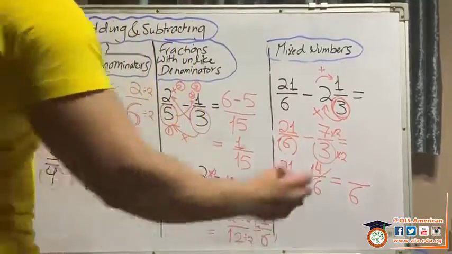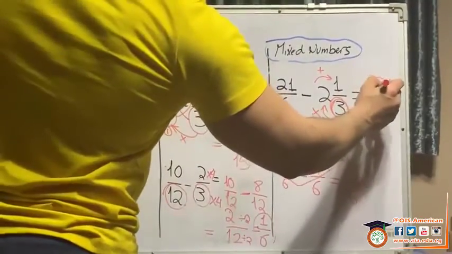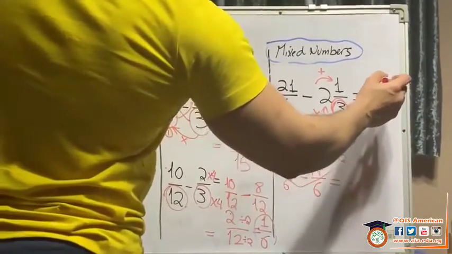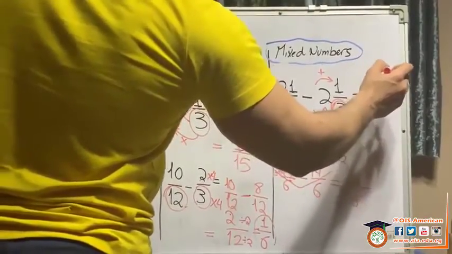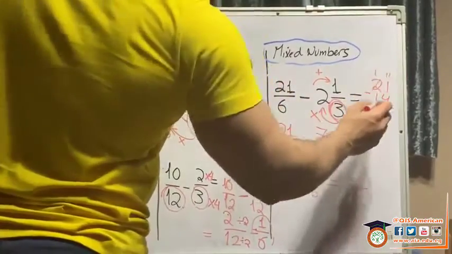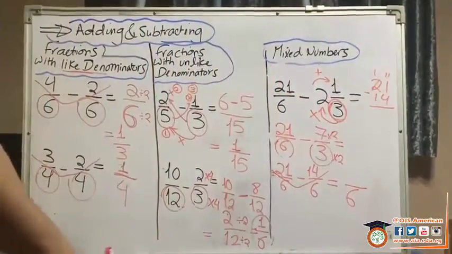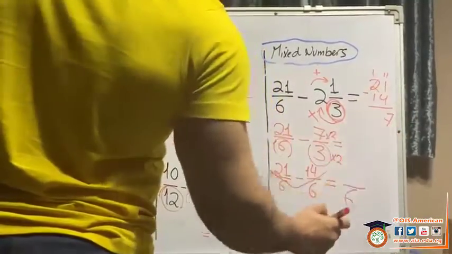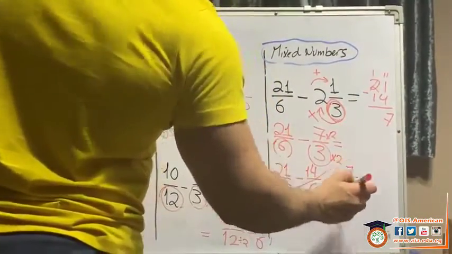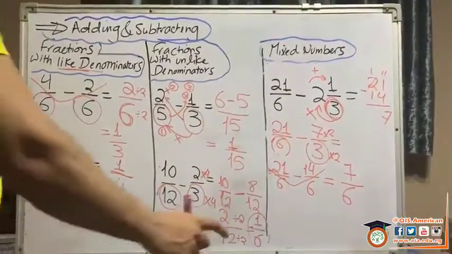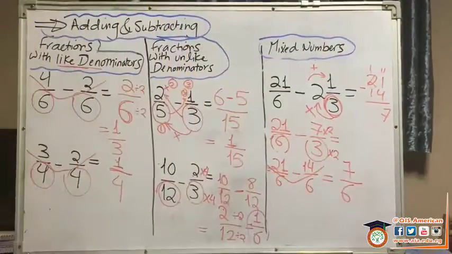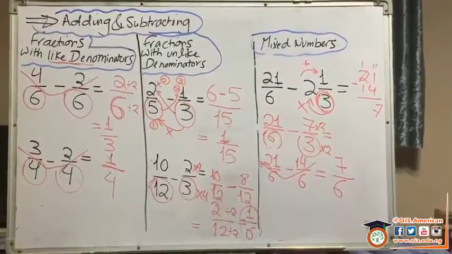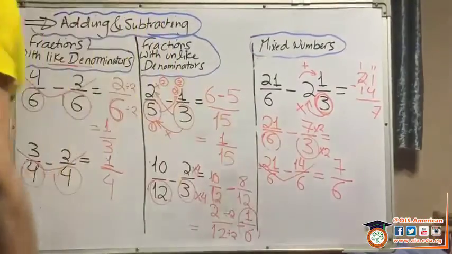21 minus 14. 21 minus 14, do it as scratch work. Okay, 1 minus 4 won't work. I'm gonna have to borrow, so this becomes a 1 and this becomes 11. What's 11 minus 4? 7. What's a 1 minus 1? 0. So the answer is 7 over 6. Okay, is 7 over 6 an improper fraction? Yes, it is, because the numerator is bigger than the denominator. So I'm gonna have to switch this into a mixed number.